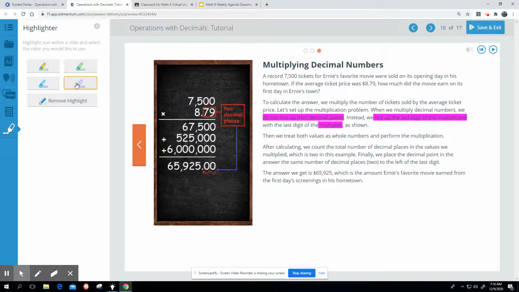And so we treat both values and just perform the multiplication just like we would in the standard algorithm or the standard procedure. When we're all done is when we pay attention to the decimal places. So then when we're all done, we count the number of decimal places in the problem, and then we match that in the answer.